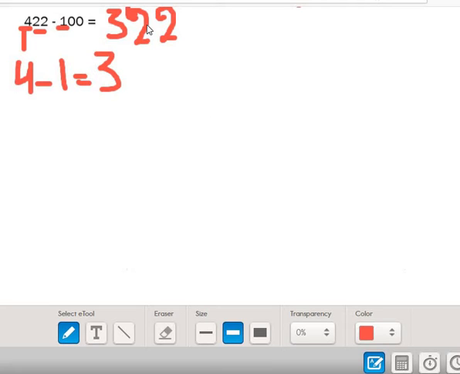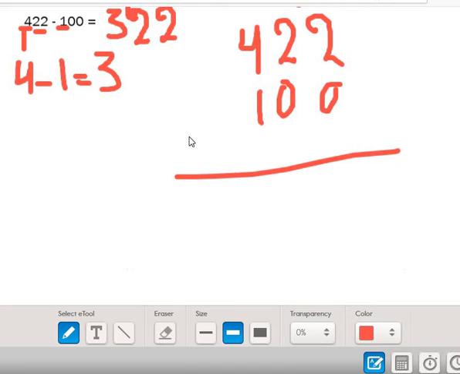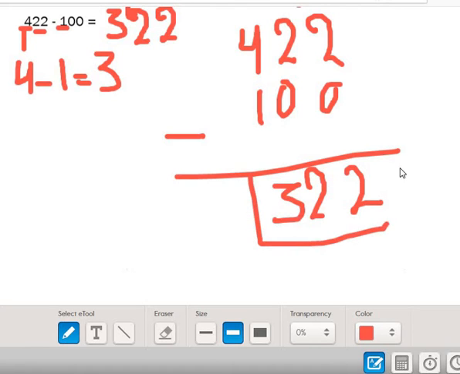It's so easy, right? Or we can write the problem vertically. 422 minus 100. So we have to subtract ones from ones. 2 minus 0 is 2. 2 minus 0 is 2 again. And 4 minus 1 equals 3. Of course, we get the same answer, 322.